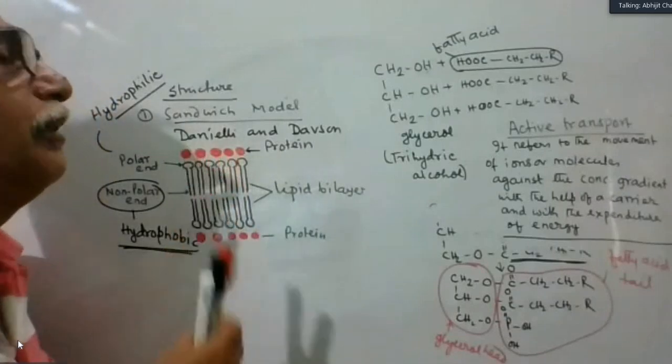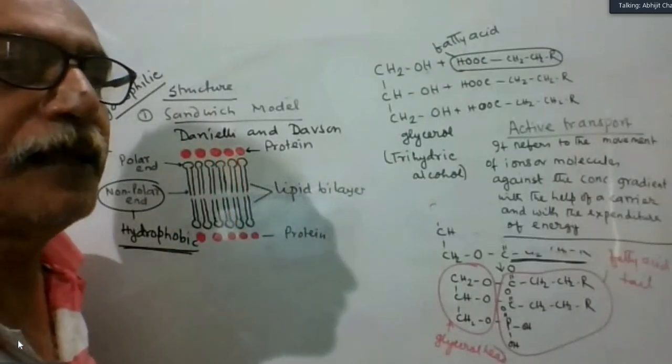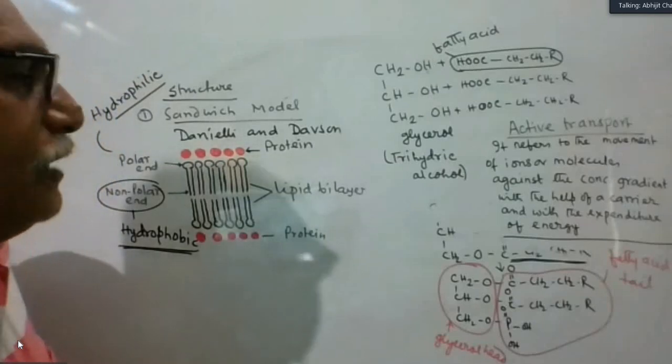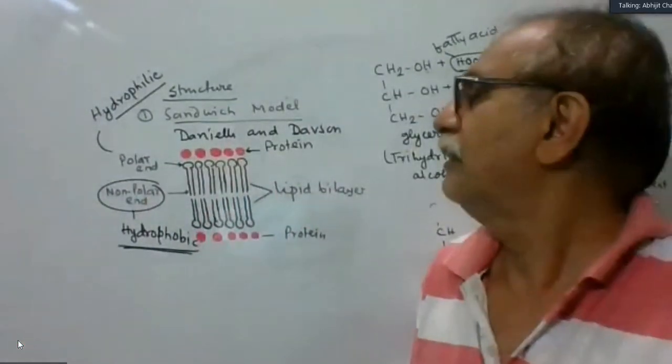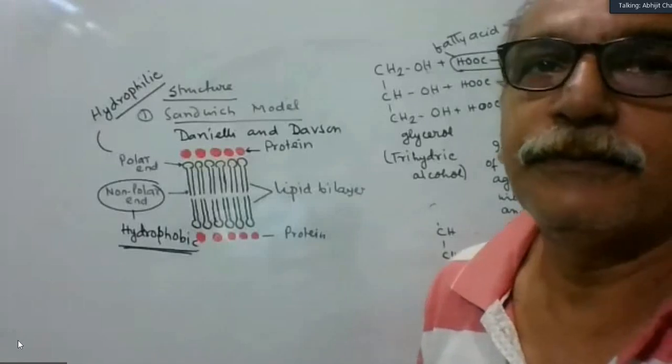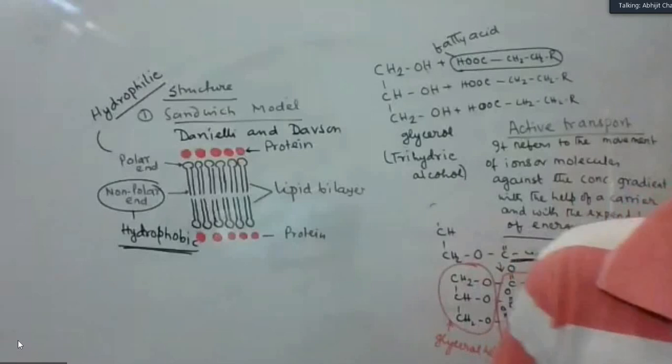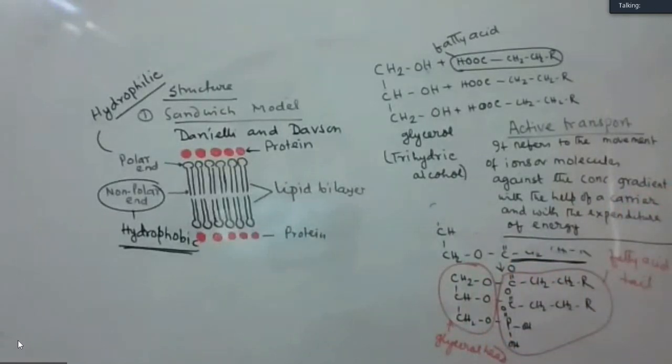But here you see, proteins are not even attached to the lipid. How can these proteins act as carriers to carry the ions? That's why this membrane can't explain active transport. It can't explain how water or water soluble molecules can pass through it. It also can't explain how active transport occurs through it. So this is the basic limitation of this model.